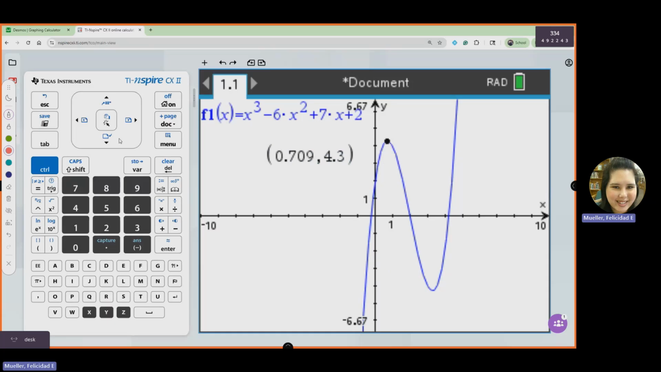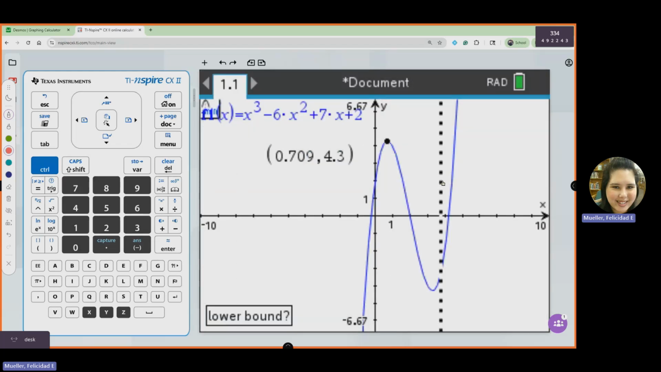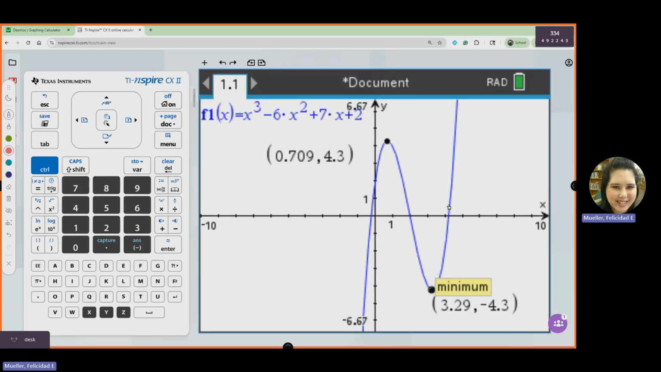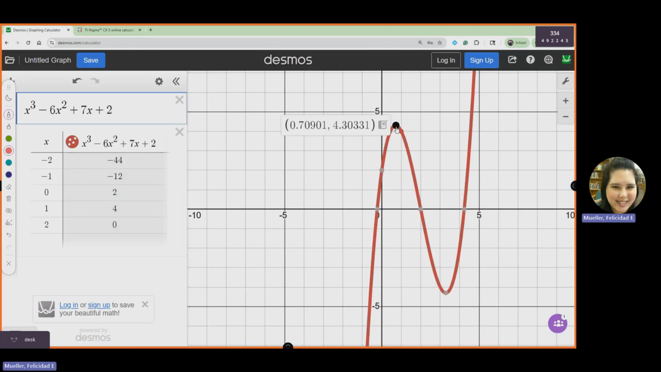And then here we're going to do it again, menu 6-2. We're going to take that dashed line, press enter, scroll it over, press enter. So these are my 2 turning points. Which if I look here, with rounding, it's about the same. So we are going to go ahead and do 0.709 and 4.3, and then 3.29 with negative 4.3.